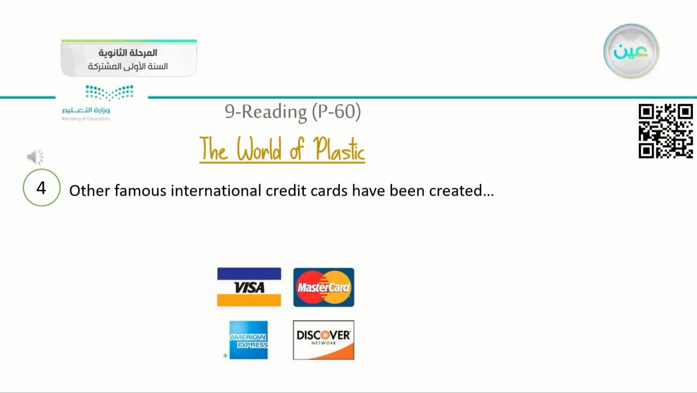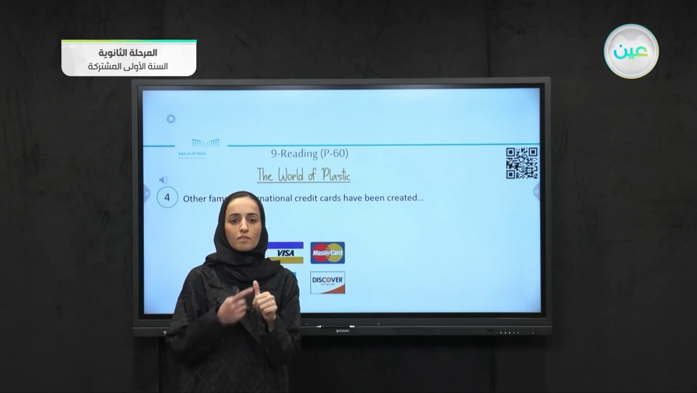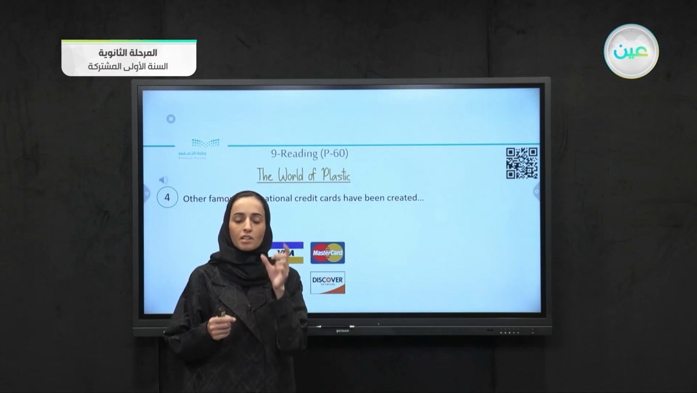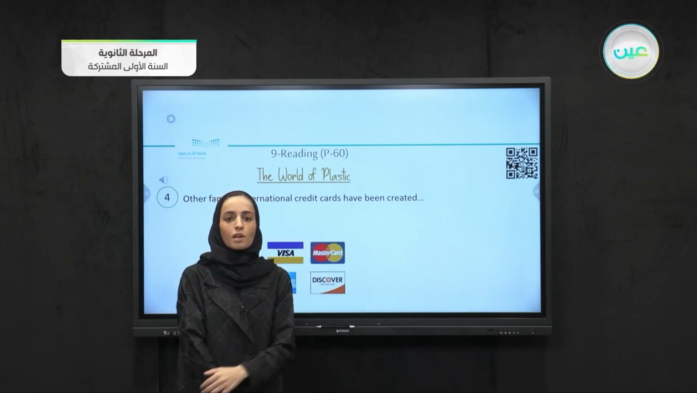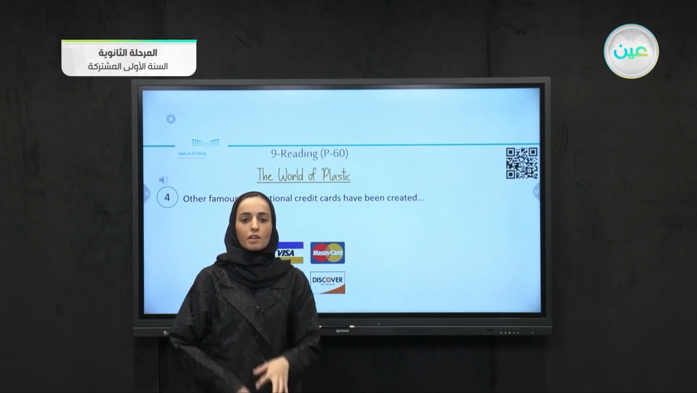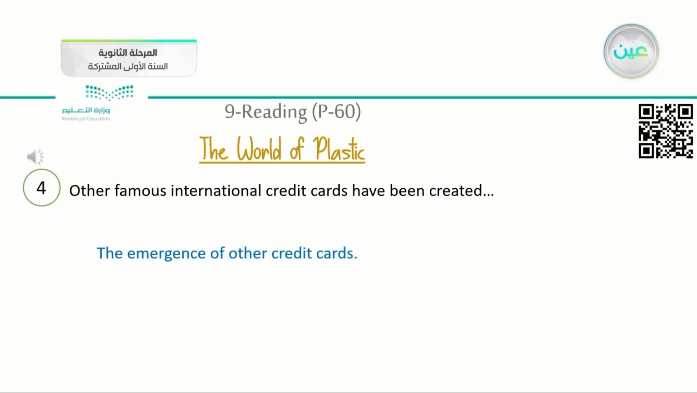So, we're having here, the name is not only the Diners Club card, the name has changed. We have Visa, MasterCard, American Express, and also we're having credit cards for the banks, which are the debit. Now we're having cards for supermarkets, for banks, and for hotels. So we're having multiple other cards. So the emergence, which is the introduction, the start of having other credit cards. So it's not only the Diners Club card. They started having other types of credit cards.